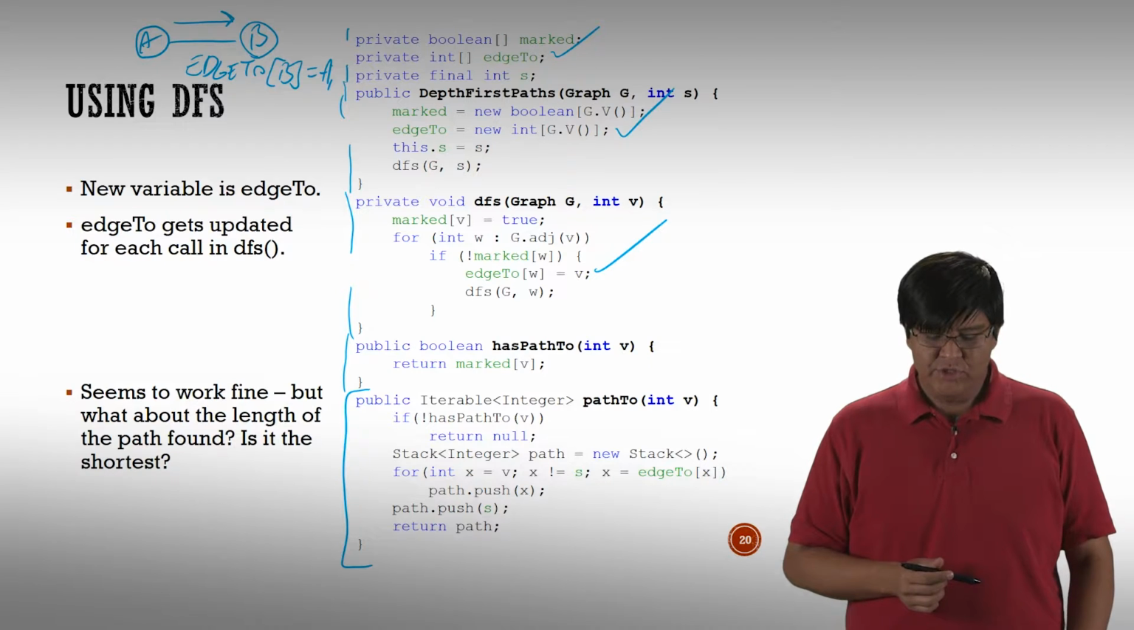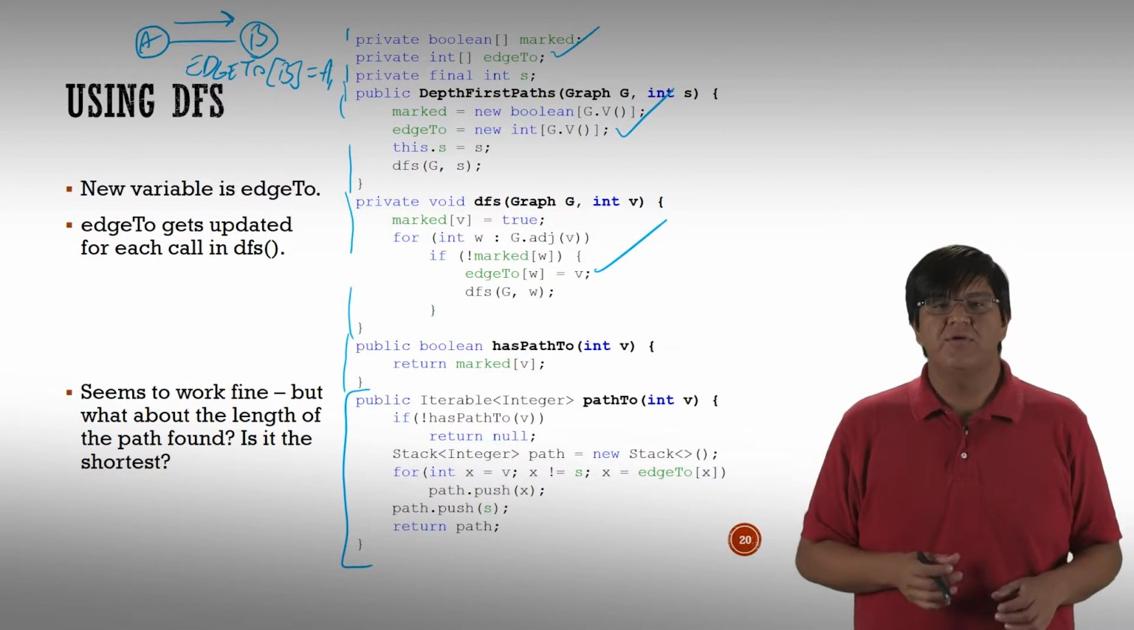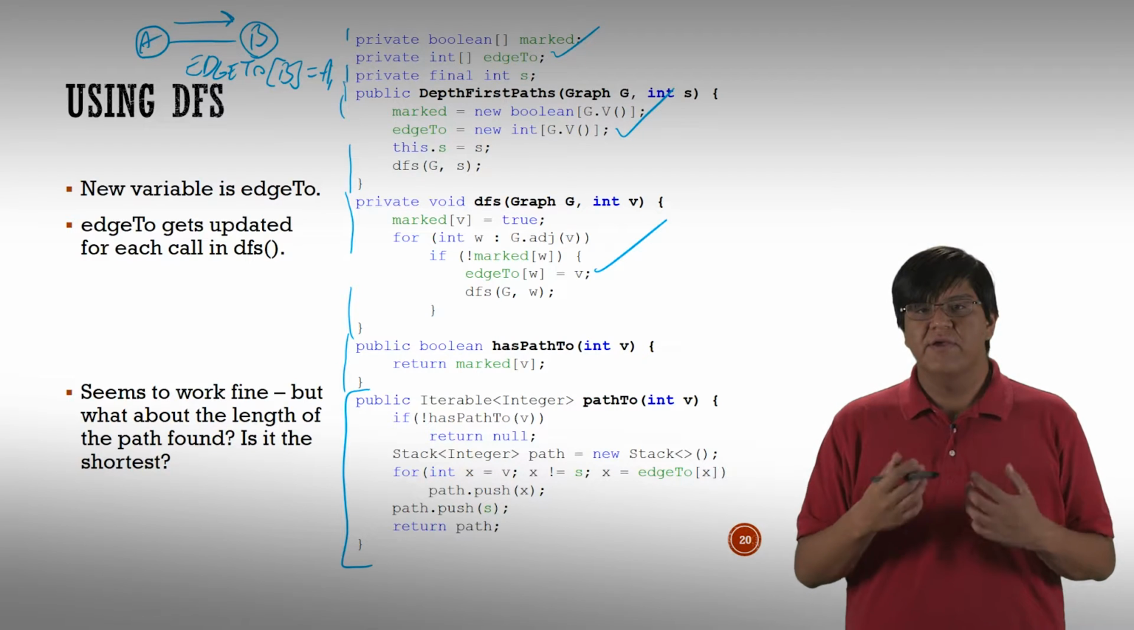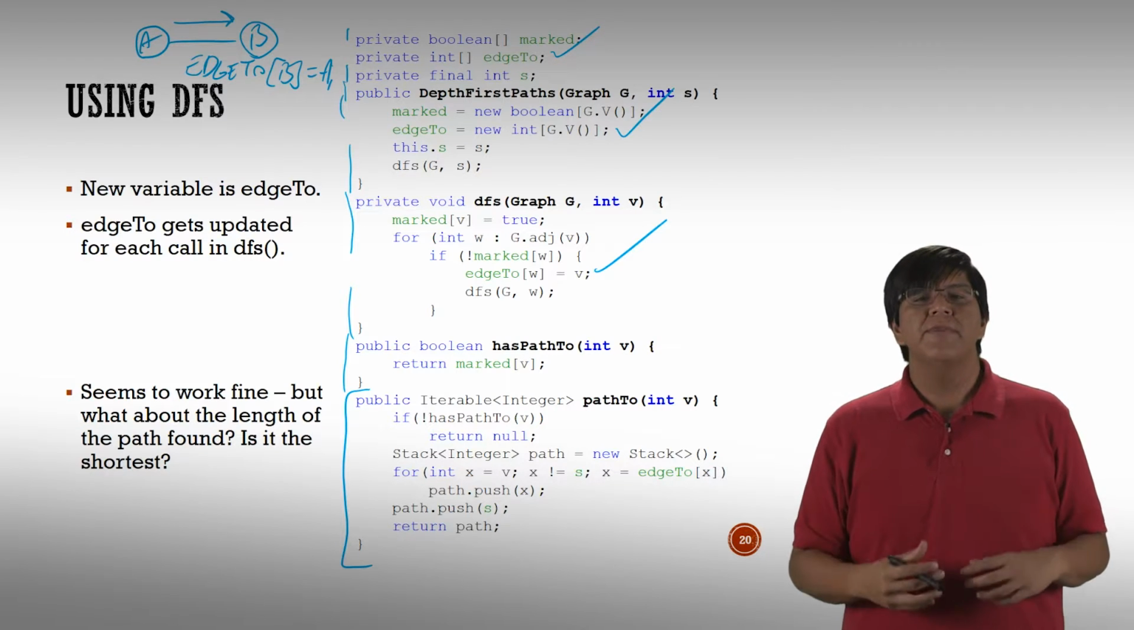Note that this array should only be filled out once. So I shouldn't ever change the values inside of edge2. The reason for that is if you look at the code, the only time you do an edge2 is if it's not marked. So basically marking it and doing edge2 go together at the same time.